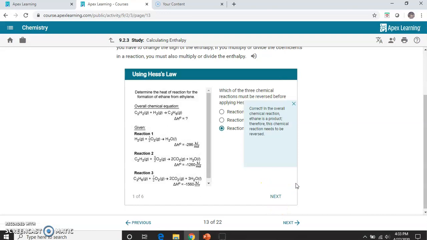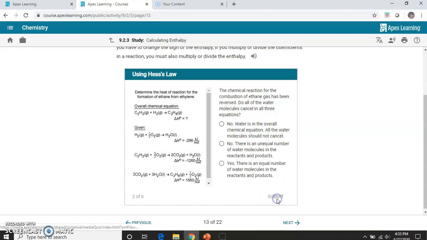So just kind of hunt and look. You look to see what's out of place. Okay, so do all the water molecules cancel in all three equations? So let's see. I've got one water here, one water there. What's on the right side? Nothing else down here. On the left side, none.